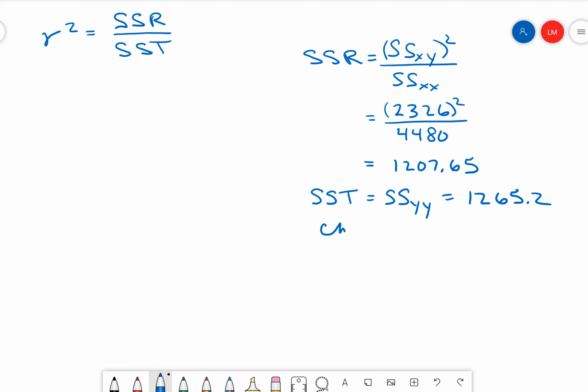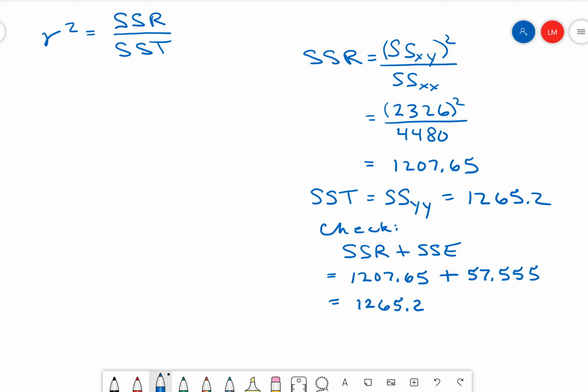We can check to see if this all makes sense. The sum of the squares of the regression plus the sum of the squares of the error, which we calculated earlier with the standard error of the estimate. We have those two values: 1207.65 plus the error, 57.555, and we got 1265.2. That matches, so it's good.